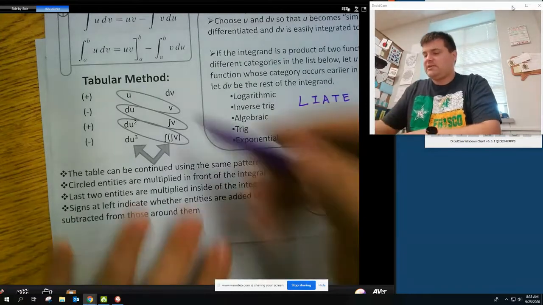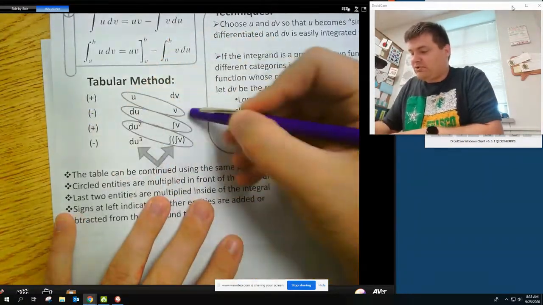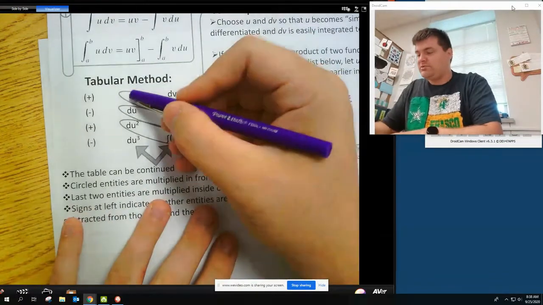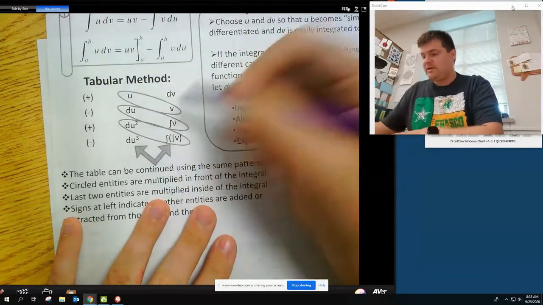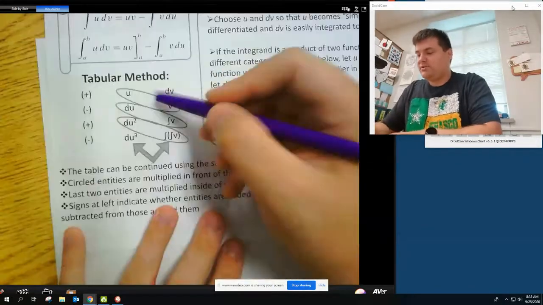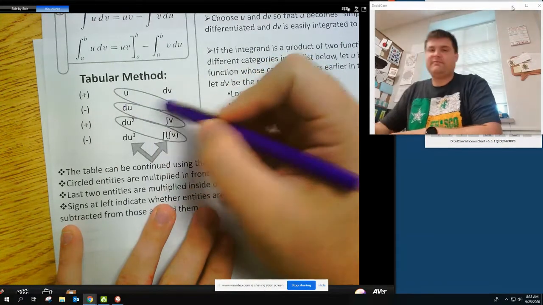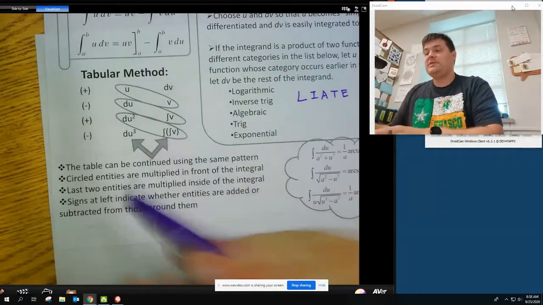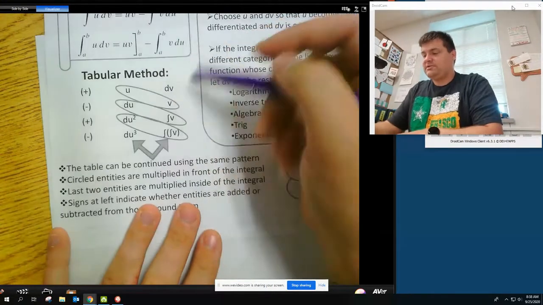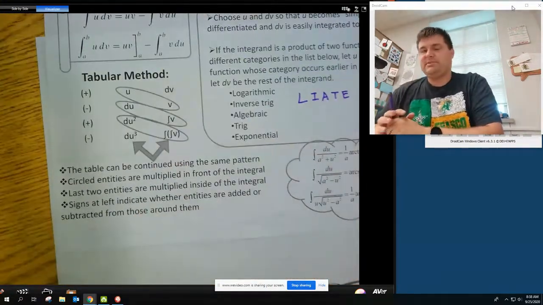So what's going to happen is you pick a u, pick a dv, and then you just do the first part of the table. Your table should always start with two rows. You're going to get your u, du, your dv, v, and you would just circle the u times v. You would multiply those two, and then you would think, can I find the integral of the next part of my table? And if you can, you're done, and you just write it out into this formula right here, and you just finish the problem using simple integration.